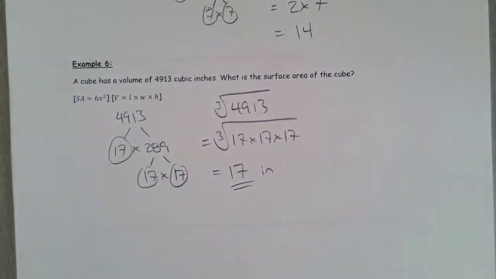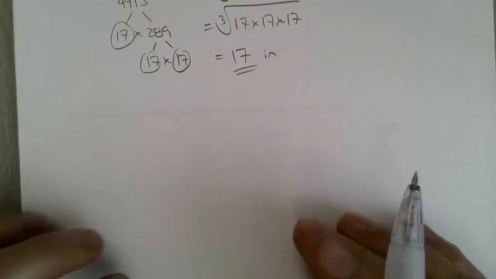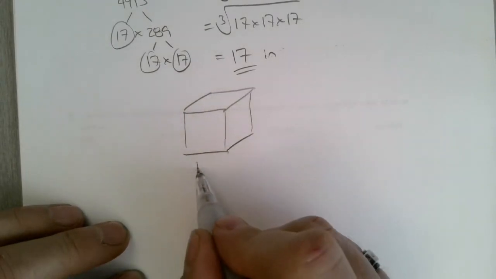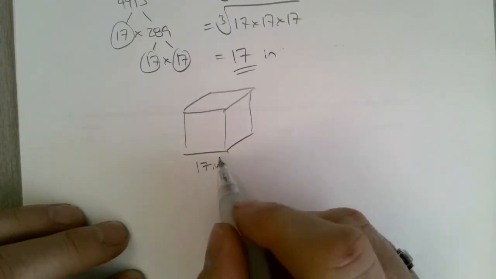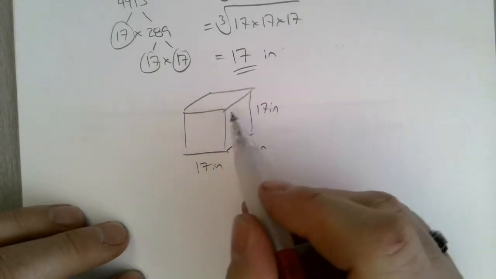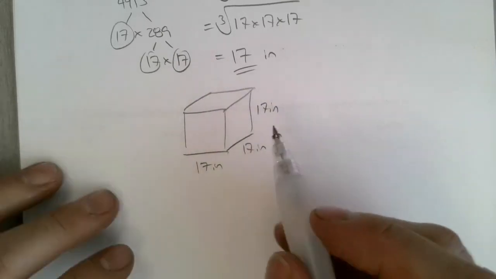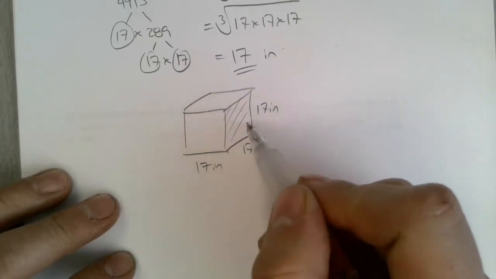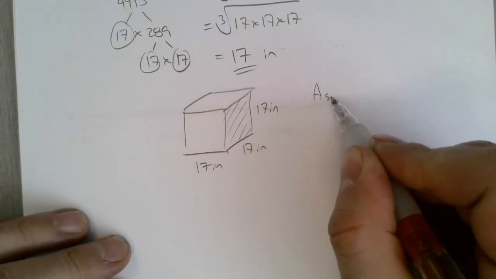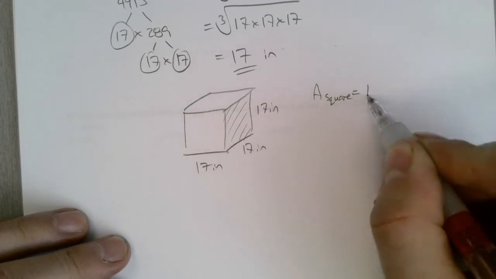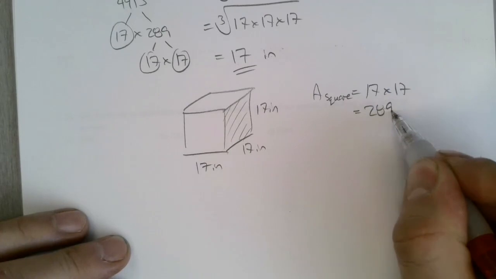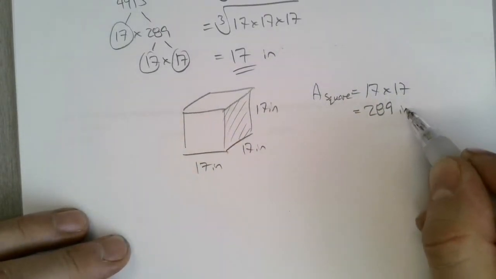That is not actually the answer to this question, but that's where I need it to be. This question is asking for the surface area. So here's my cube. I know the length here is 17, the width is 17, and the height is 17. That means each one of these squares, and I'm looking for the surface area now, is 17 by 17. So the area of a square is going to be 17 times 17, which we just saw is 289. So each one of these faces is 289 inches squared.